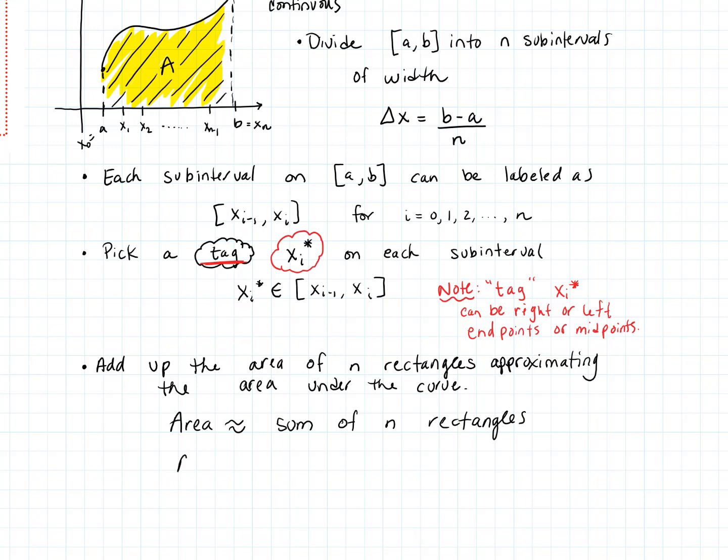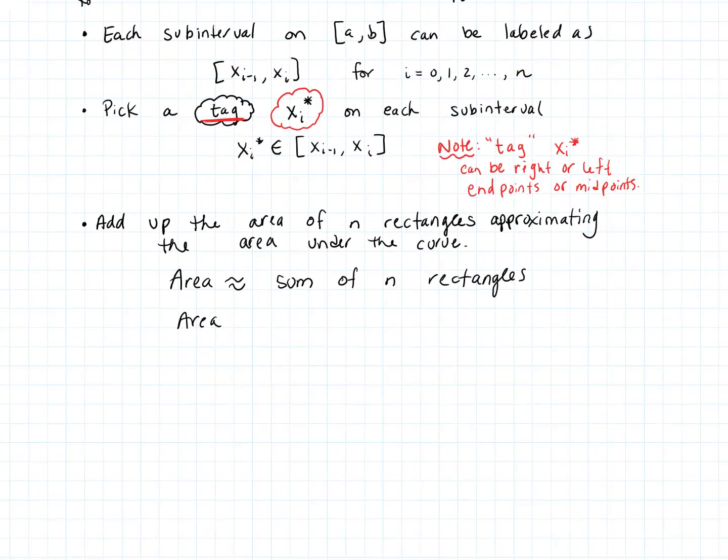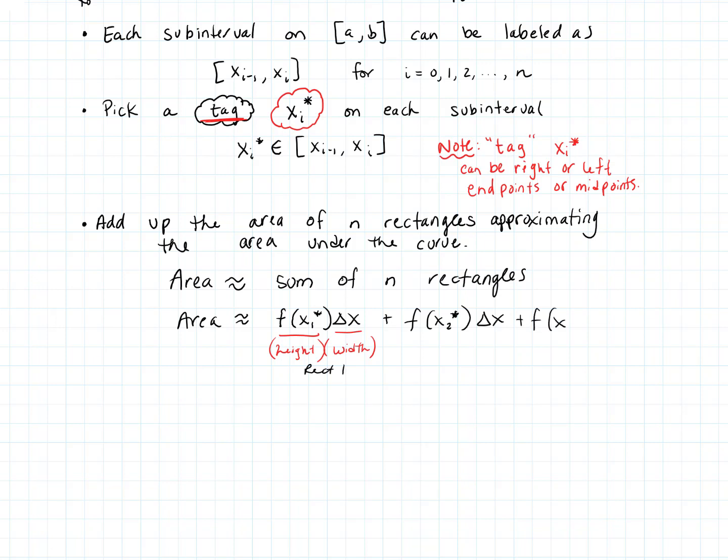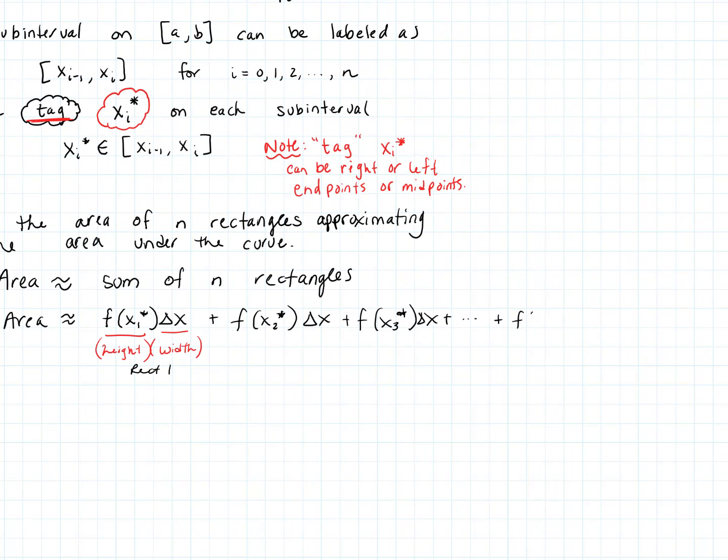Well, what does the sum of n rectangles look like? Let's write it out. It looks like a bunch of widths times heights. So the area is going to be approximately f of x sub 1 star times delta x plus f of x sub 2 star times delta x. Remember, each of these is a height of a rectangle times a width, and the width of all the rectangles is exactly the same. So you will see that delta x on each of these. This is the height times the width of rectangle 1, and then f of x sub 2 star times delta x plus f of x sub 3 star times delta x plus, and we go all the way until we get to f of x sub n star times delta x.